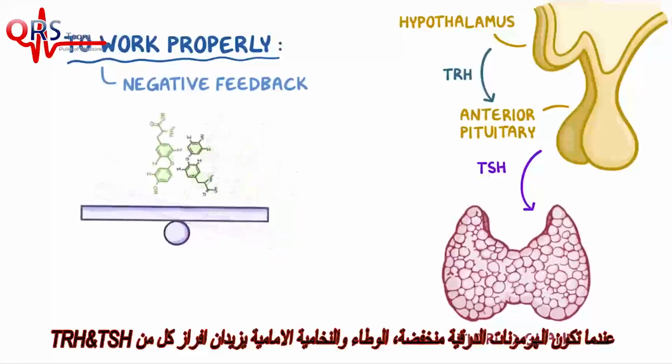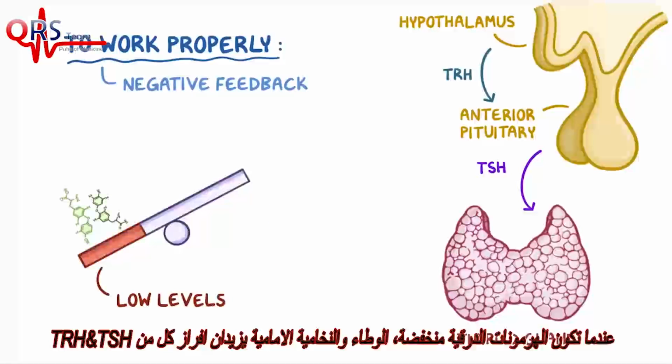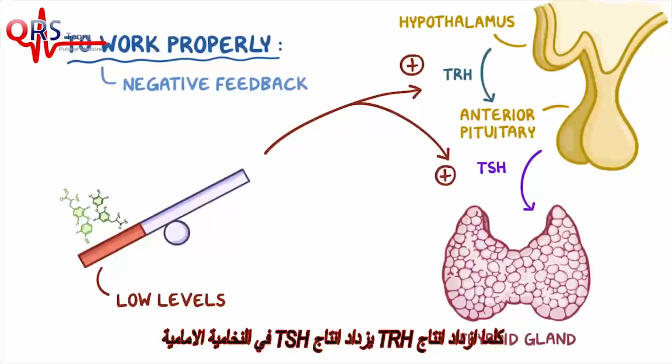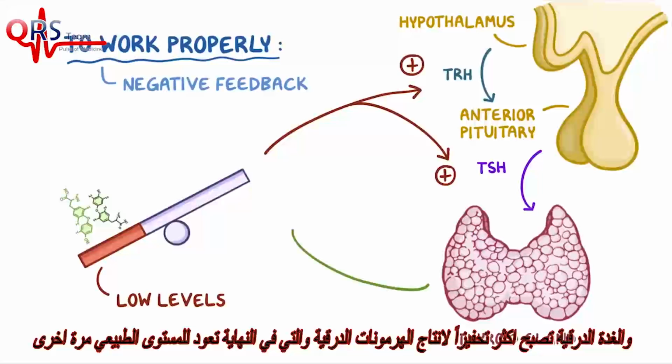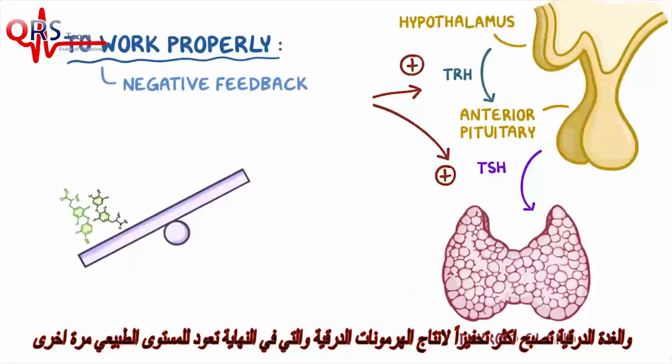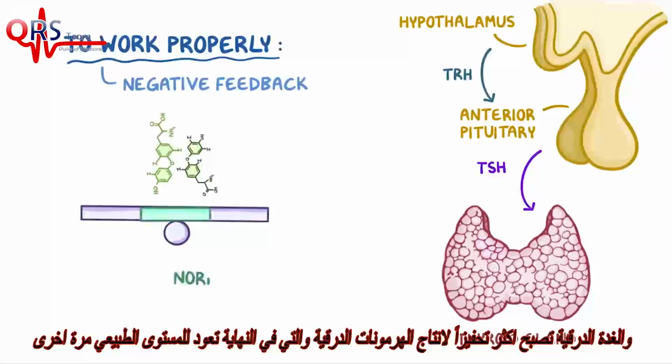And when thyroid hormones are low, the hypothalamus and anterior pituitary gland increase their secretion of TRH and TSH respectively. More TRH increases TSH production in the pituitary, and the thyroid gland gets more stimulation to make the thyroid hormones. And eventually, T3 and T4 levels go back up to the normal range again.